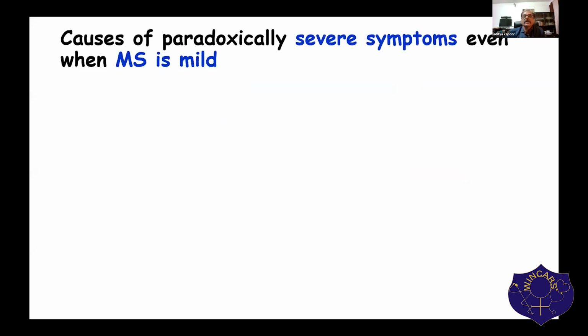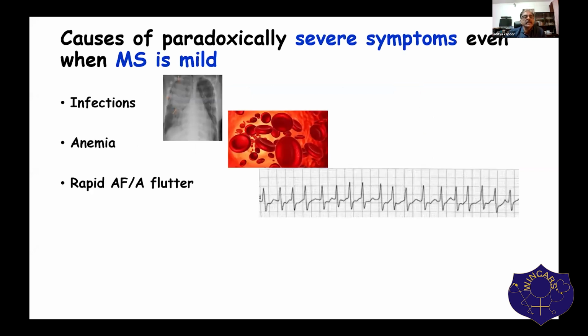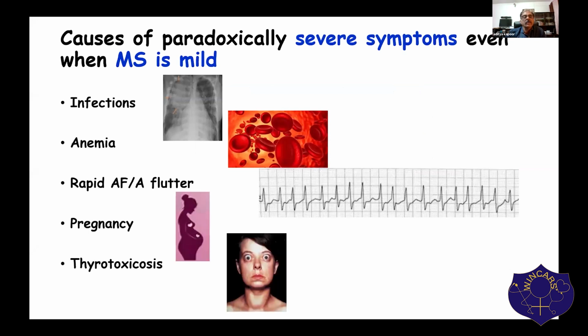So paradoxically, severe symptoms, even when the MS is theoretically mild, can happen in infections, anemia, rapid arrhythmias, any decompensation, pregnancy, thyrotoxicosis. So just to give you that. And before we go actually to this, as Madam also said, and Dr. Rupali is also aware, you should also be aware of some very, very important historical articles for mitral stenosis and aortic stenosis. I'll try to put them up as well.